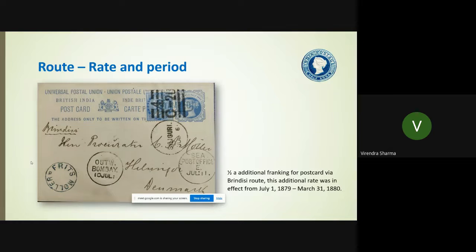Here the exhibitor is showing why the half Anna was additionally pasted, because it was for a special route. It was for via Brindisi, and this Brindisi route additional rate was effective from June 1879 to March 31st, 1880. So such precise writing or description about your items gives a significant impact. And you can see all postmarks are clear, all corners are clear.